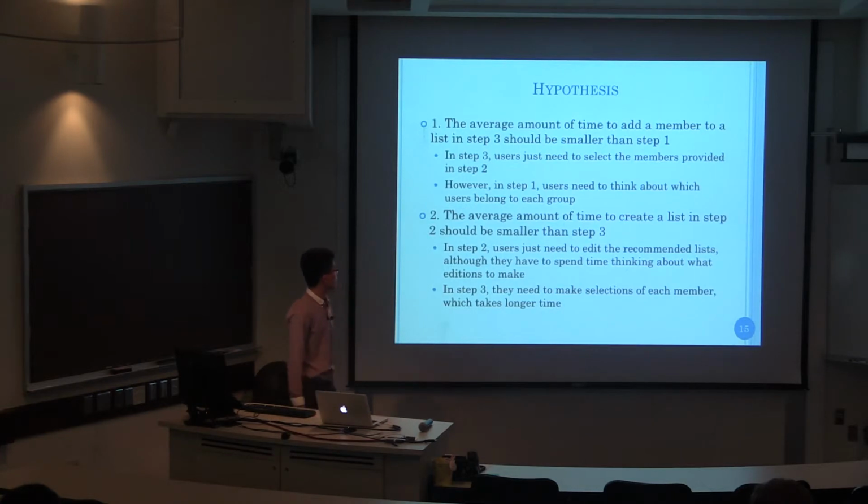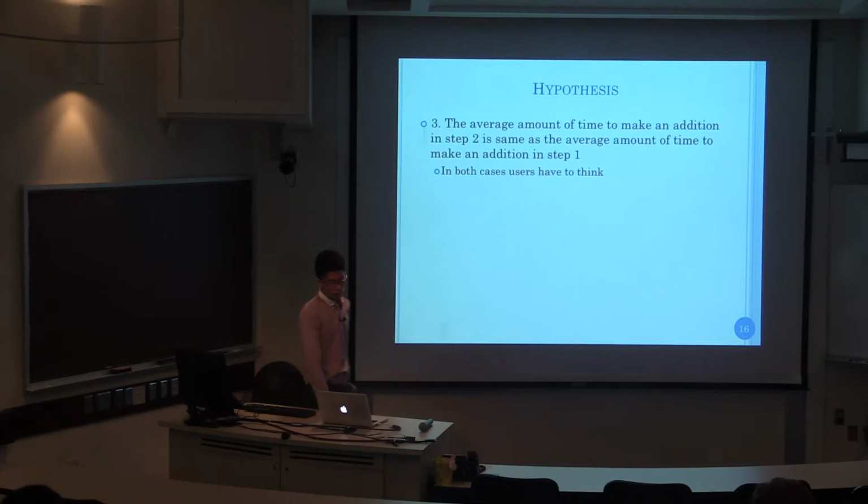The second hypothesis: the average amount of time to create a list in step 2 should be smaller than step 3. Because in step 2, users just need to edit the recommended list, although they also have to spend some time thinking about whether this member belongs to this list. But we think the user will only make a few additions to the list. In step 3, they have to make selections of all the members in the list, which takes longer.